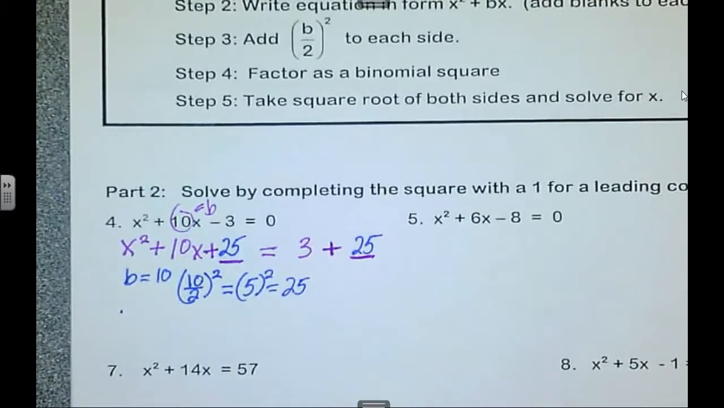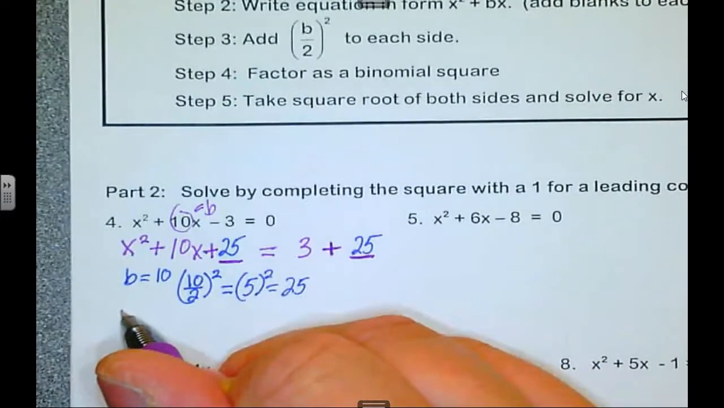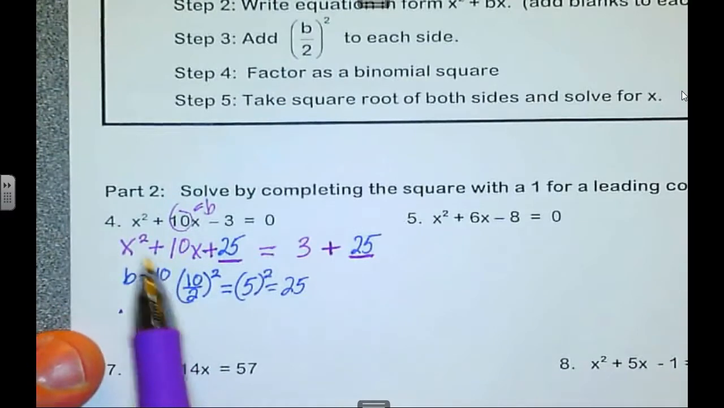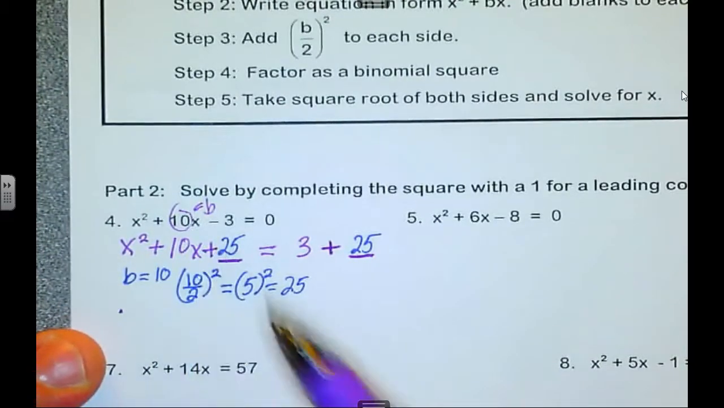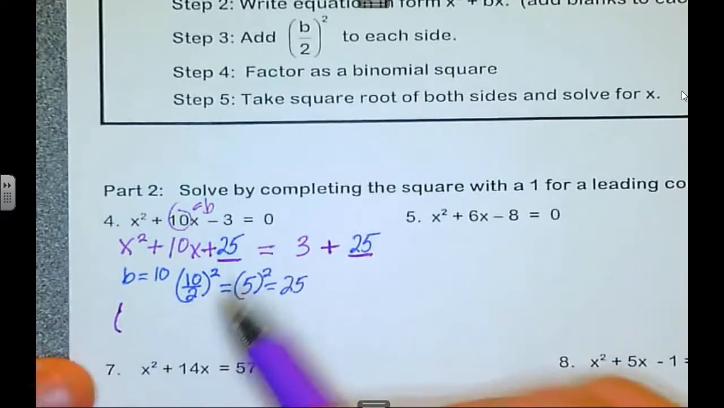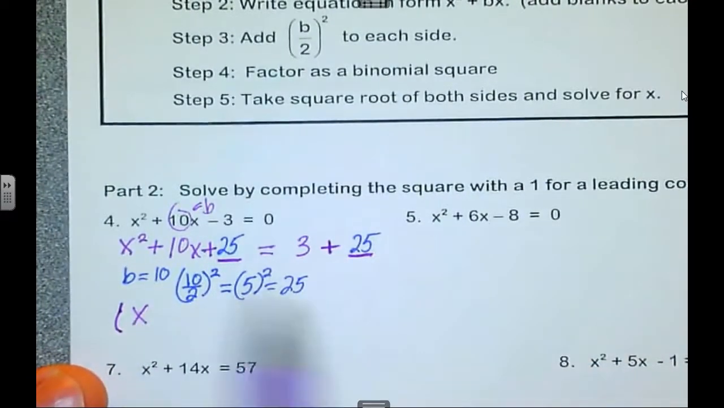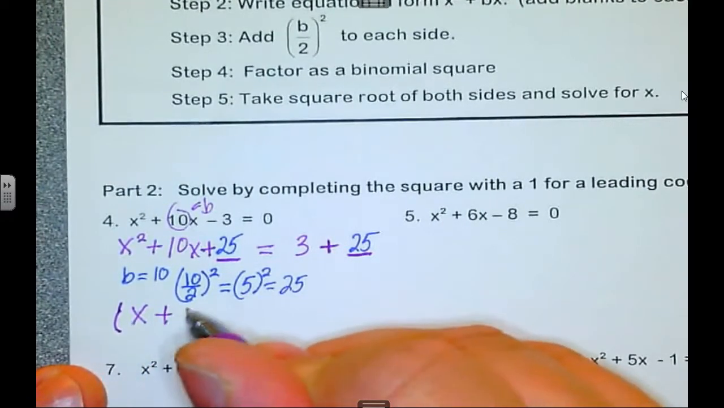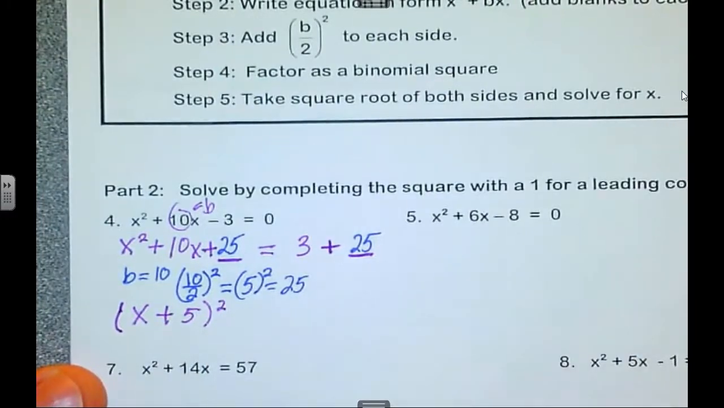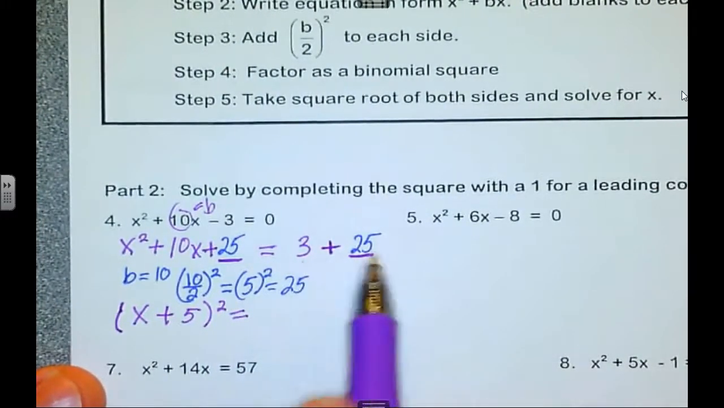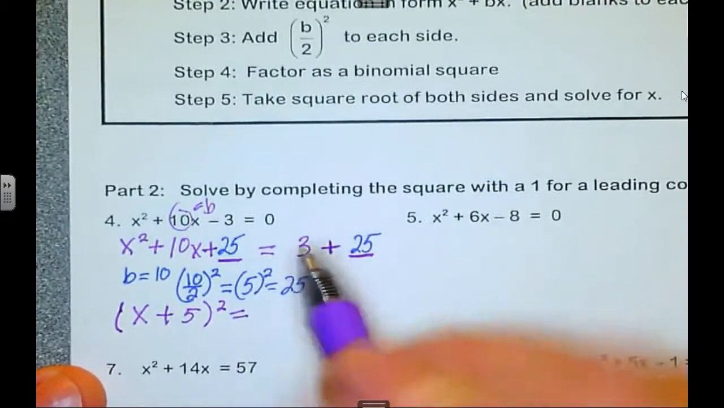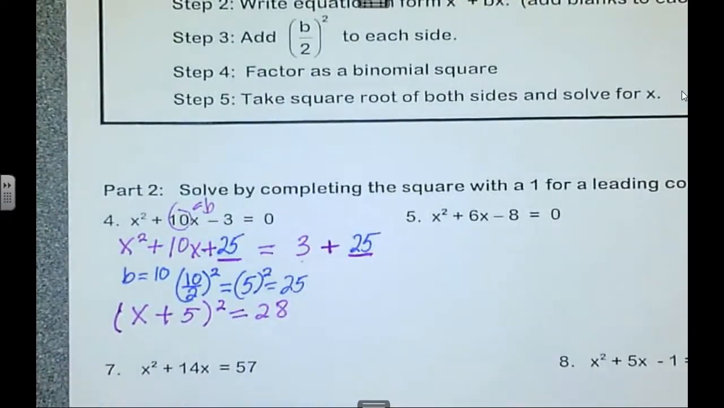All right, so I have a perfect square trinomial. It actually factors to a perfect binomial: x plus 5, the base 5, squared. That equals, well, what's 3 plus 25? 28. And now it becomes a problem like you did last night for your homework. Right?